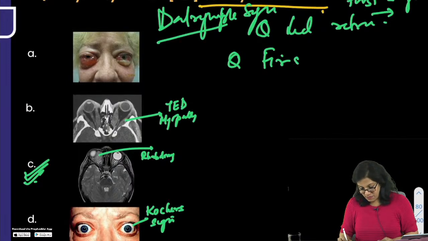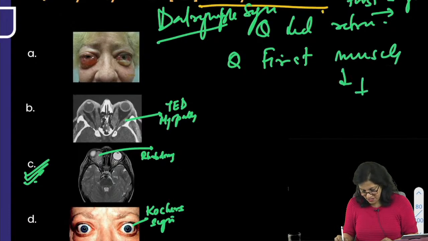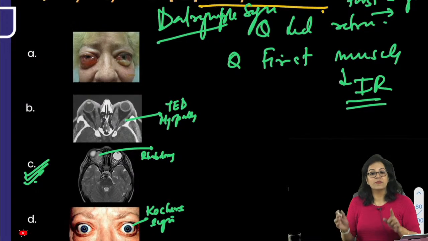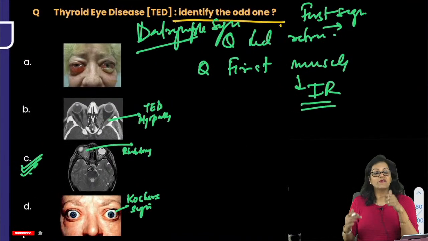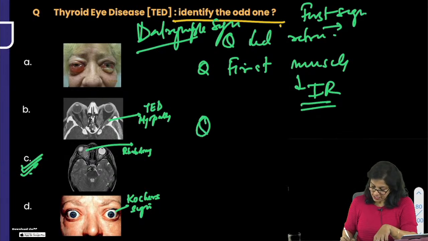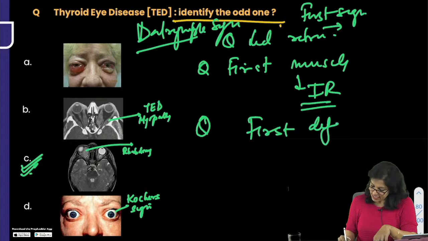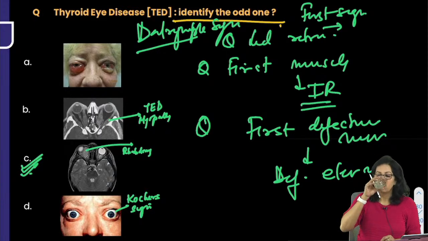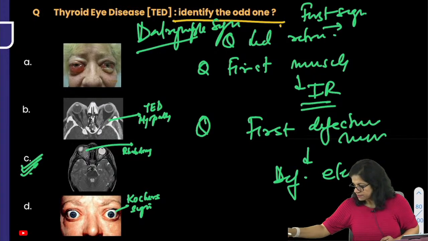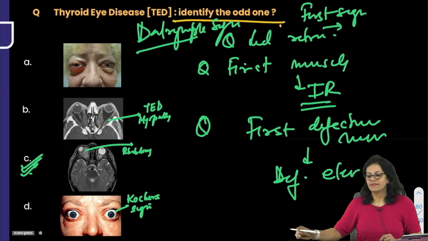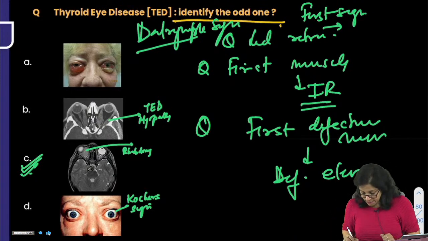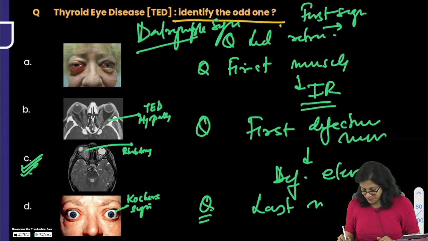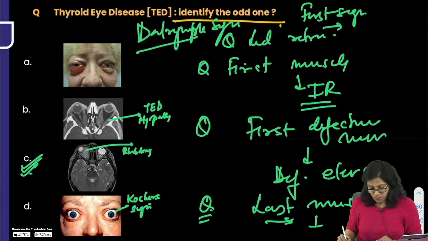They have asked you which is the first muscle to be involved. What will you answer? The first muscle is the inferior rectus. If the first muscle is inferior rectus, what should be the first defective movement? It is not depression, it is fibrosis of the muscle. So the first defective movement is elevation. So there is defective elevation. Next question is, which is the last muscle to be involved? It is mainly the obliques, and here you will write inferior oblique.